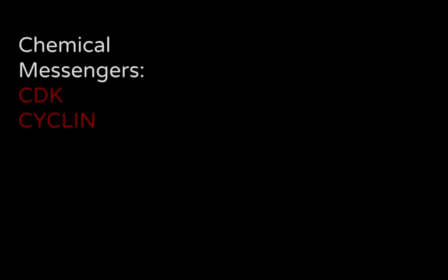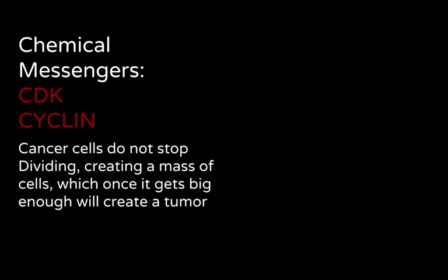The key molecules that control cell division are called CDK and cyclin. Normal cells divide after receiving the signal from these chemical messengers. Unfortunately, cancer cells do not obey this rule. Cancer cells will divide even if they do not receive the appropriate signals and can divide indefinitely. Eventually, there will be a mass of cells created which can turn into a tumor once large enough.